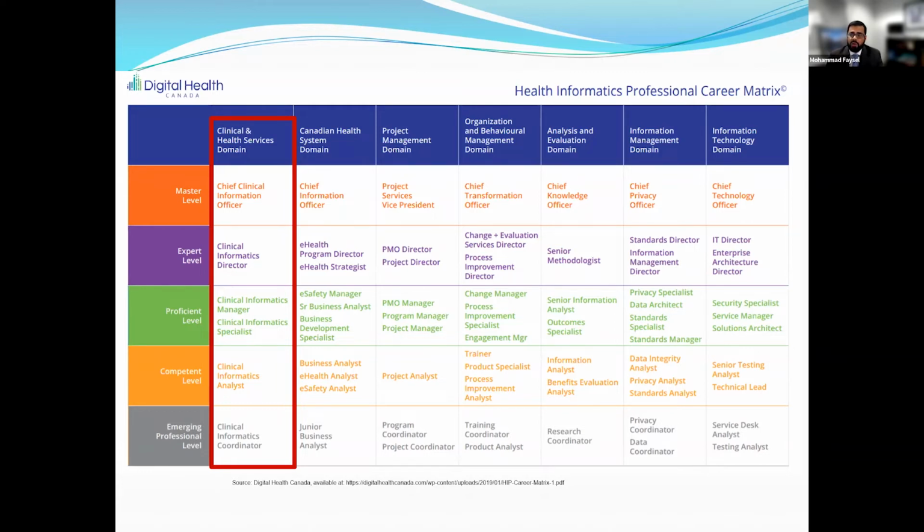Also, there are new roles these days. We have seen Chief Nursing Informatics Officer. Then the master's level is Chief Clinical Information Officer, or equivalent. The other one is Chief Medical Information Officer. CNIO, or the Chief Nursing Informatics Officer, could be part of that as well.